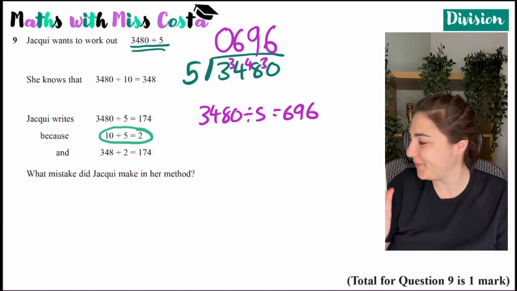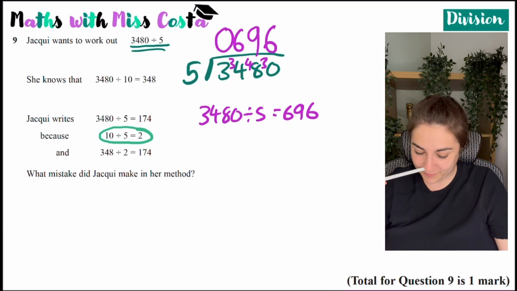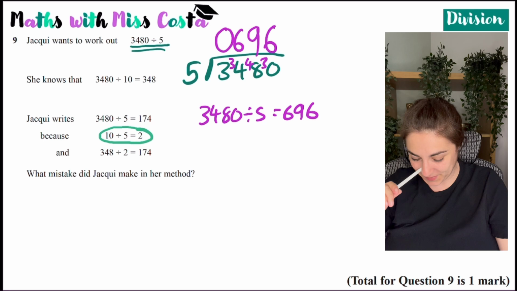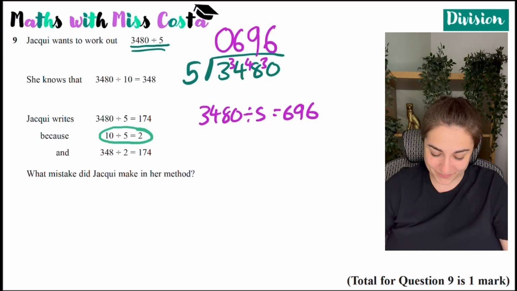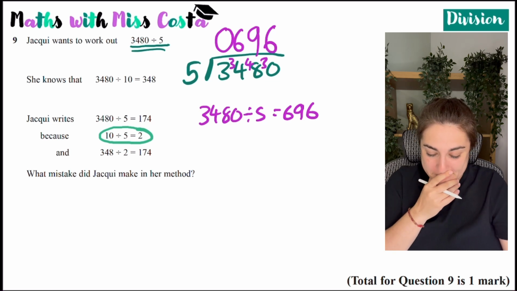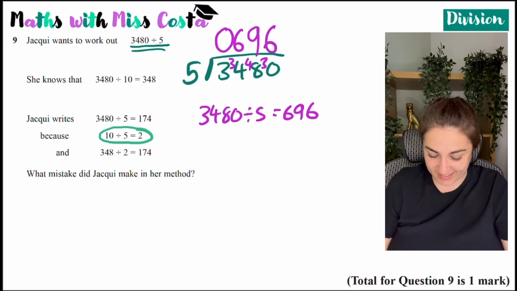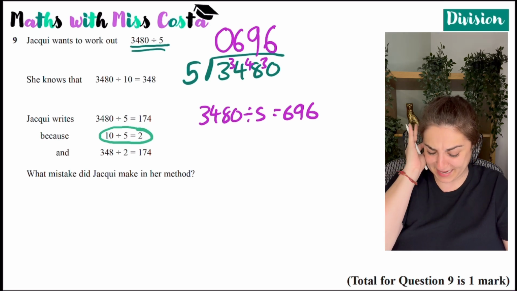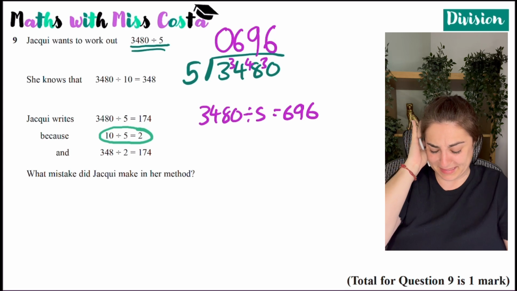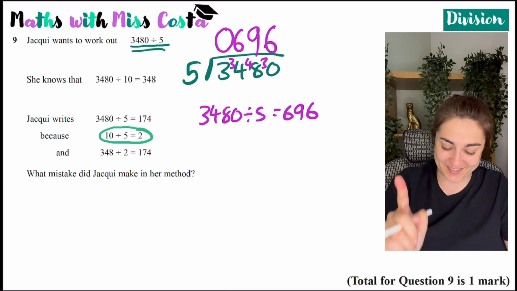I'm actually confused as to what, for 1 mark, they want from you, because it's quite a lengthy explanation for a question 9. But if you show what the division is, the mistake she made is assuming that if she breaks the division into dividing by 10, I'm going to come back to this.